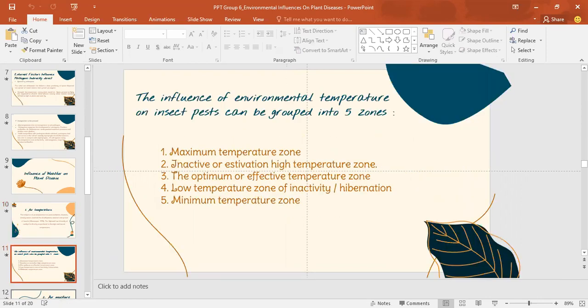The influence of environmental temperature on insect pests can be grouped into five zones. First, maximum temperature zone. Second, inactive or estivation high temperature zone. Third, the optimum or effective temperature zone. Fourth, low temperature zone of inactivity or hibernation. And the last, minimum temperature zone.